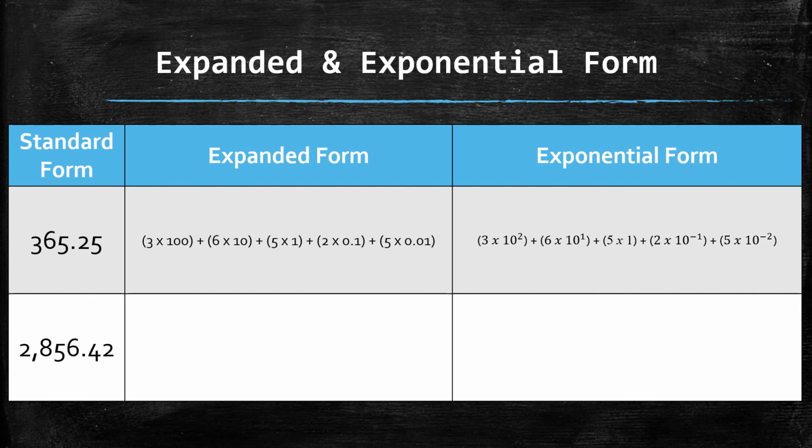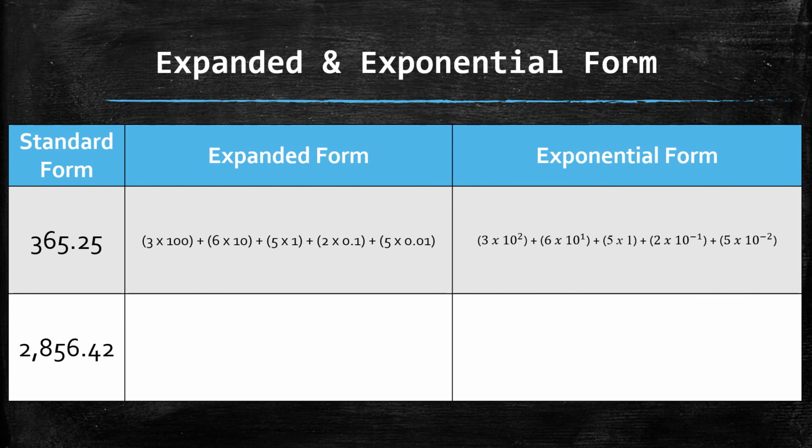Now we're just taking those powers of 10 and making them exponents. So we have 3 times 10 to the second power, plus 6 times 10 to the first power, plus 5 times 1, plus 2 times 10 to the negative first power, because we're now dealing with decimals, plus 5 times 10 to the negative second power.